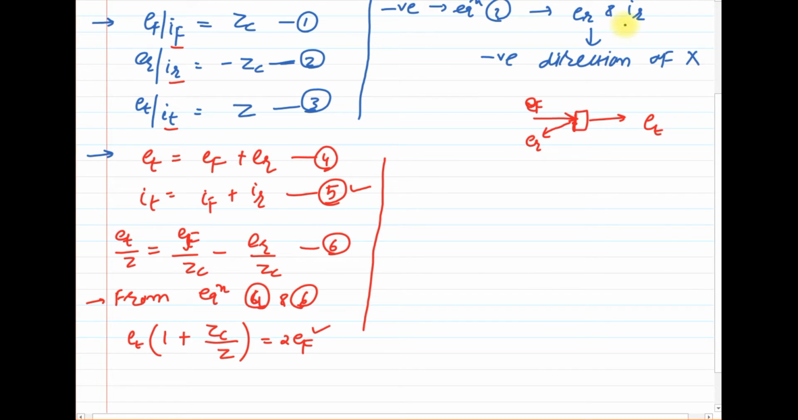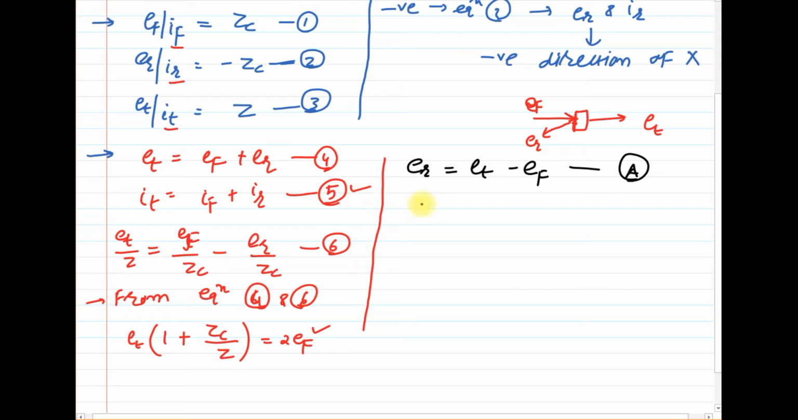Let us, from equation number 4, make ER the subject. So I can write ER is equal to ET minus EF. Clear? Just make ER the subject from equation number 4. Call it equation number A.